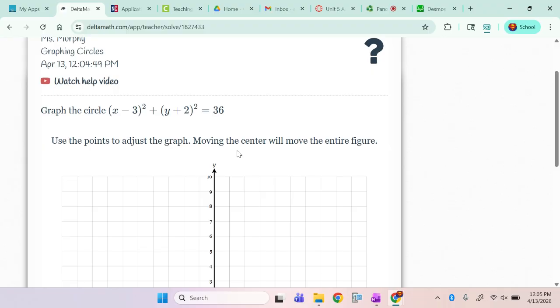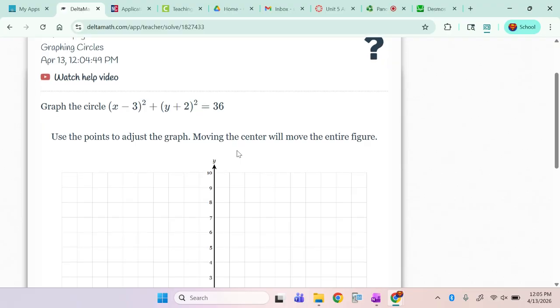So first things first, we need to identify my information. So what's my center point? 3, -2. Good. What's my radius? 6. Remember, it's r squared in the equation, but we just want r. We got to square root that 36.